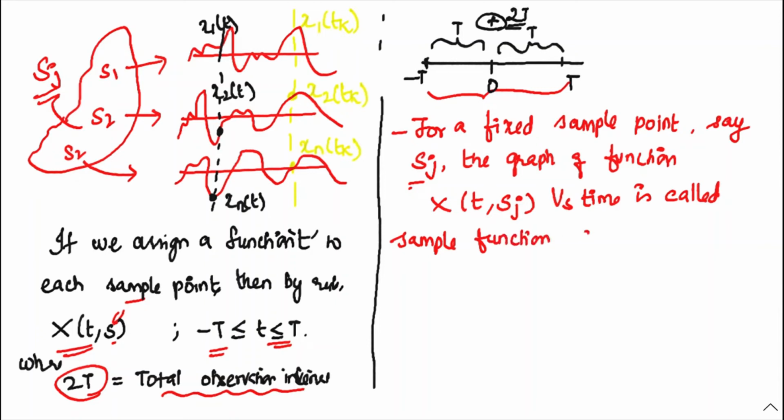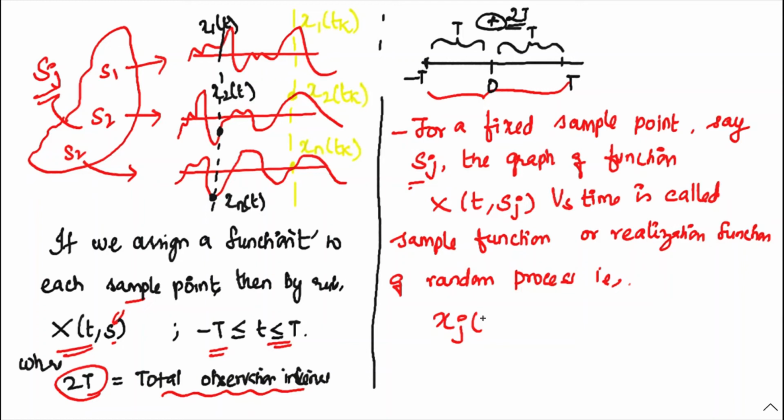So simply, for any fixed sample point, if we fix that point, the resulting function is called the sample function or the realization function of the random process. Now we represent the output: xj of t, which is equivalent to x of t comma sj. In terms of output, it is represented as small xj of t. The yellow color represents the output representation. Since the jth value is taken here as sj, xj of t is equivalent to capital X of t comma capital Sj. This is equation number 2, and the previous one is equation number 1.